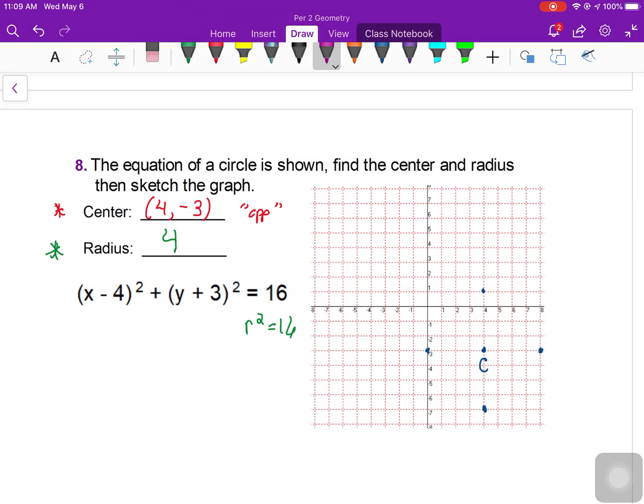1, 2, 3, 4. And then we're just going to try to sketch the graph of a circle going through those critical points. And we want it to look like a circle, but it of course doesn't have to be perfect.